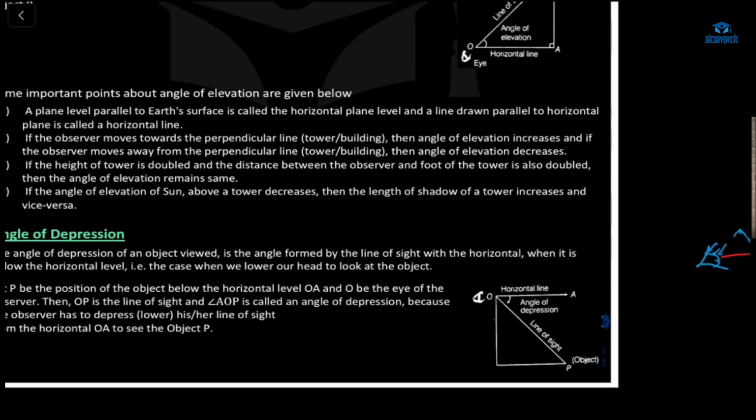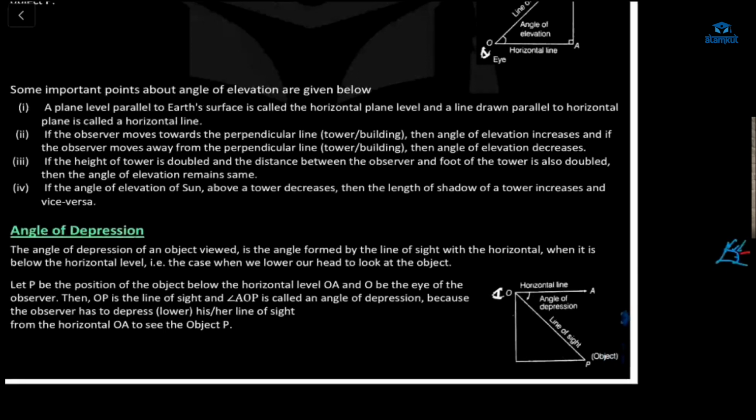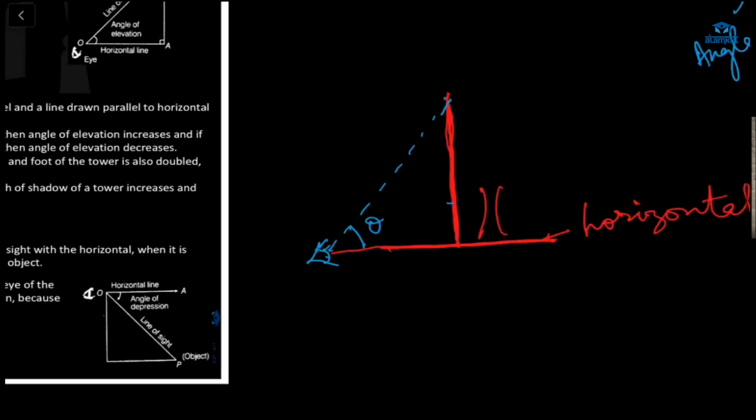So when you move away, see properly, read this. The second point: if the observer moves towards the perpendicular, that means towards the object, the tower, the building, or the tree whose angle is given, then the angle of elevation increases. And if the observer moves away from the perpendicular line, then the angle of elevation decreases. From here only you observe. If you are moving towards the tower, then your angle of elevation will increase.